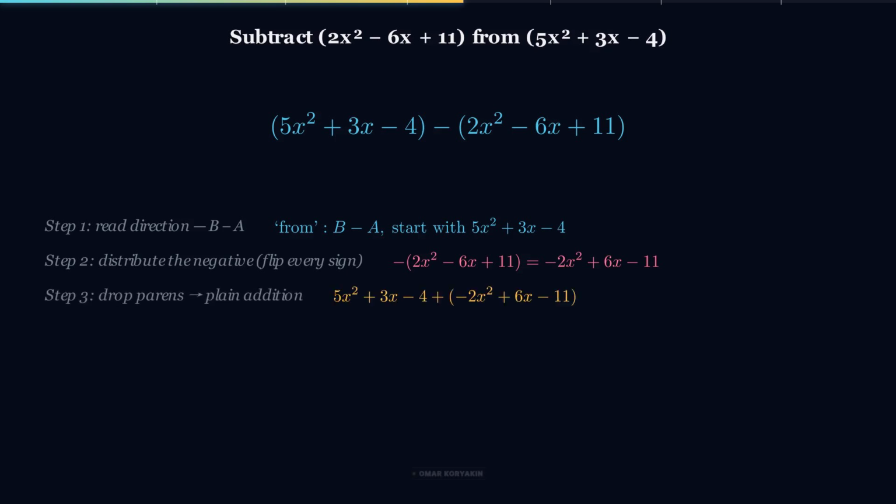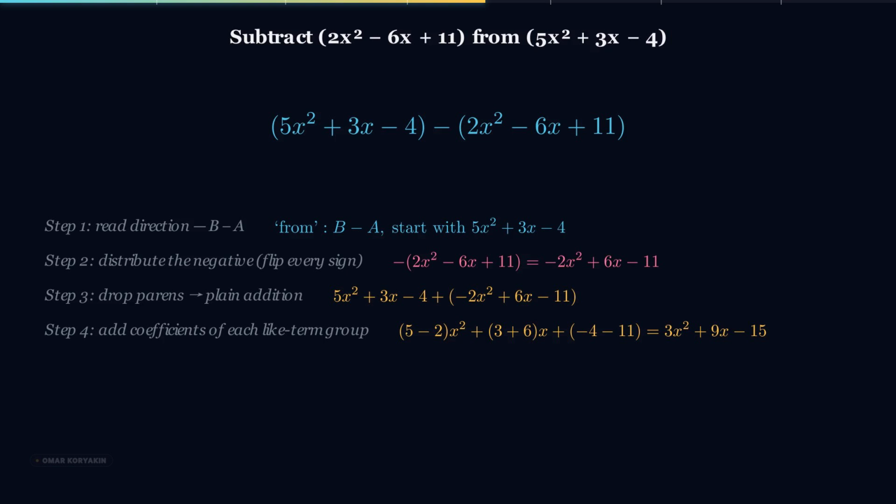Step 3. Drop the remaining parentheses and group like terms. The x squared terms are 5x squared and negative 2x squared. The x terms are 3x and 6x. The constants are negative 4 and negative 11. Step 4. Combine each like term group by adding coefficients. The x squared terms 5 plus negative 2 equals 3, so the combined x squared term is 3x squared. The x terms 3 plus 6 equals 9, so the combined x term is 9x. The constants negative 4 plus negative 11 equals negative 15, so the combined constant is negative 15.